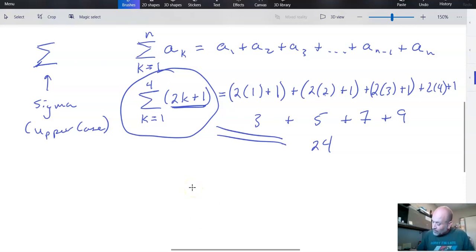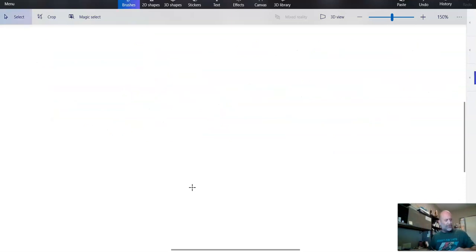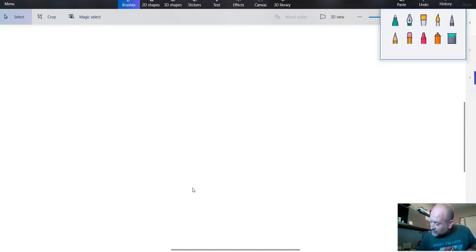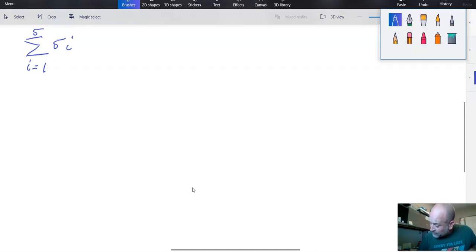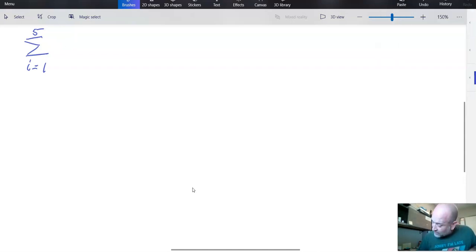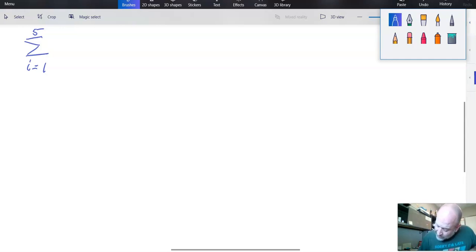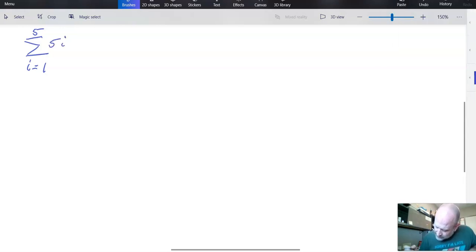So let's go ahead and take a look at one of those. This is a way to test yourself basically. This time I'm going to change the index. Before we were using k, I'm going to change it to i because i is quite frequently used. So I want to get used to seeing the notations that are going to come up. So let's say i equals 1 to 5 of 5i. Let me go ahead and write 5i so it looks like 5i and it doesn't look like I just sneezed on the paper.